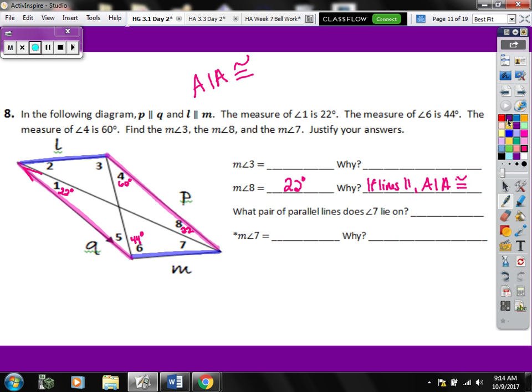Okay, if I come down here to the 44, again, travel along the transversal till I get up here. These, angle 6 and angle 3, are alternating and interior. They have to be congruent. So measure of angle 3 has to be 44 degrees. Same reason.